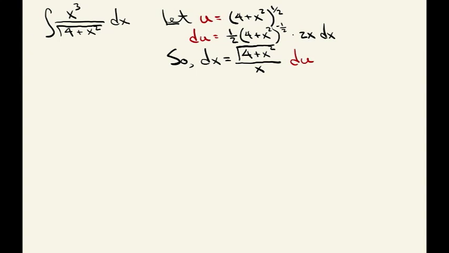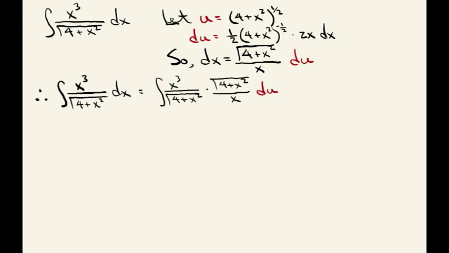Well, if we go back to our integral, we now have that the integral of x cubed over the square root of 4 plus x squared dx is equal to x cubed over the square root of 4 plus x squared times, and then we'll replace dx with the expression that we found dx to be. That is the square root of 4 plus x squared divided by x du. Conveniently, the square roots of 4 plus x squared go away together, and we're left with x cubed over x. In other words, we've whittled this integral down to x squared du.